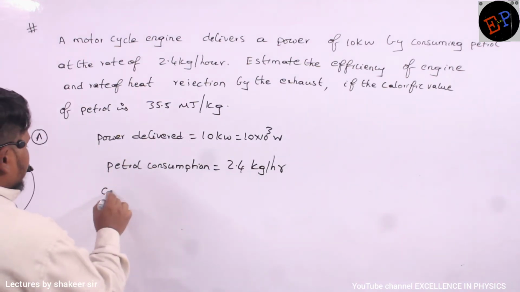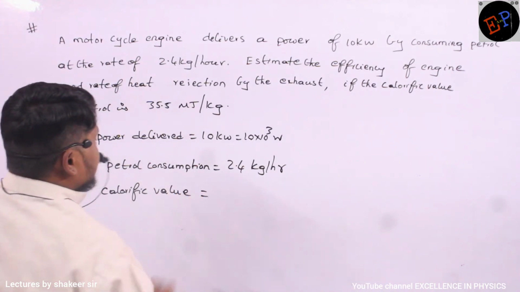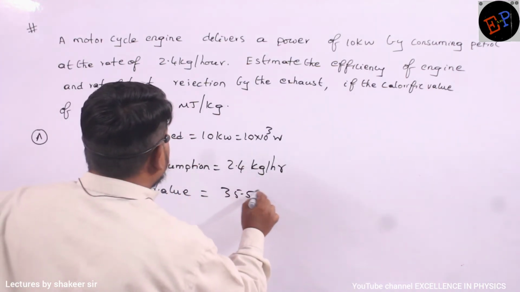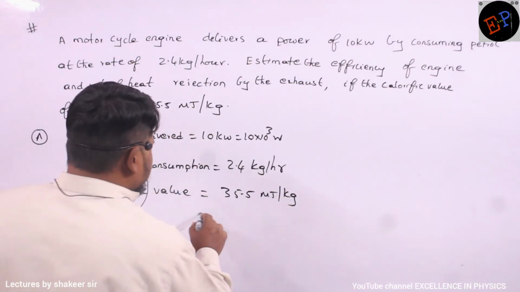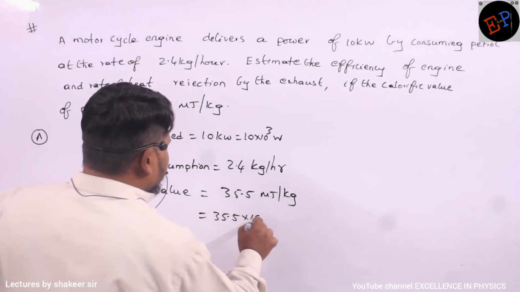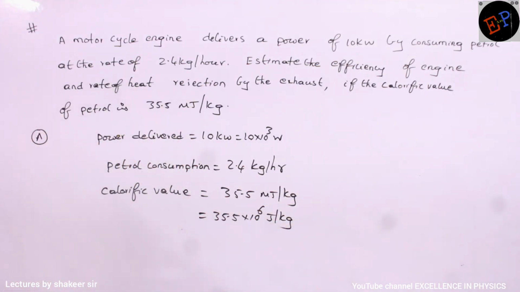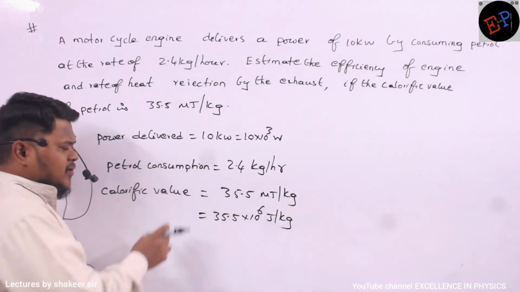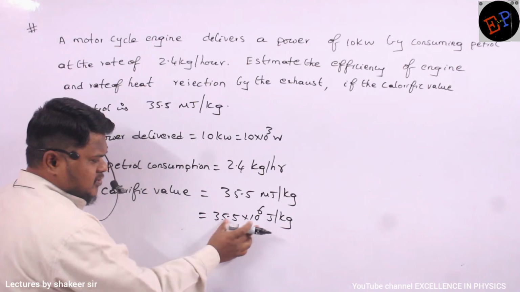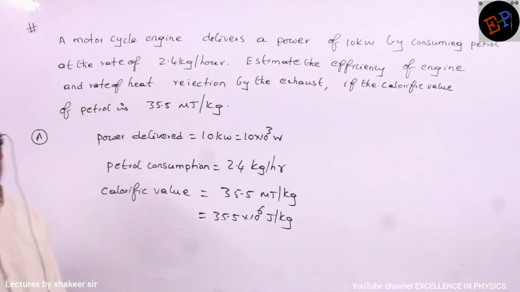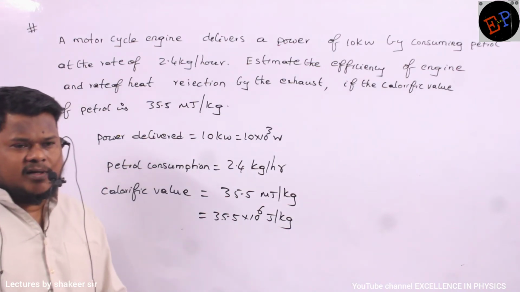And what is the calorific value? The calorific value is given as 35.5 megajoules per kg. Clear? Or I can write this as 35.5 multiplied by 10 power 6 joules per kg. So this is the calorific value. What is meant by calorific value? It means if I burn 1 kg of petrol, then I will get this much amount of energy. That is called the calorific value. And this value changes from material to material. Different fuels have different calorific values.